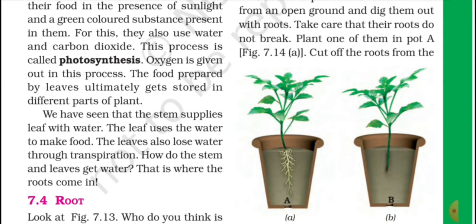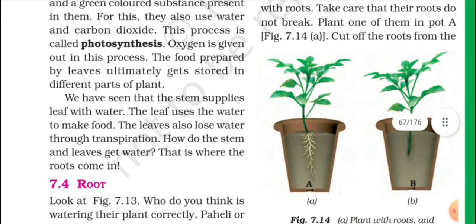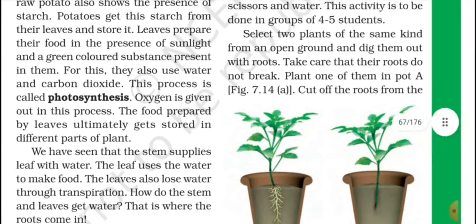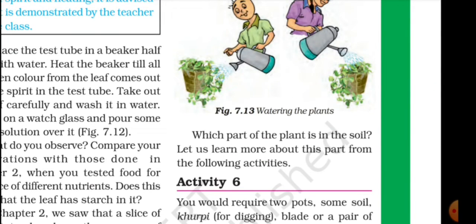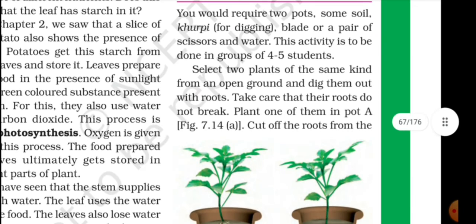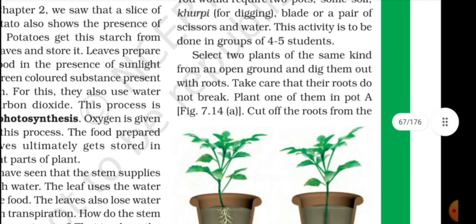Now we have seen that stem supplies leaf with water. This leaf uses water to make food and leaves also lose water through transpiration. तो हमने देख लिया कि कैसे क्या होता है. अब हम सबसे इम्पॉर्टेंट बात में आते हैं रूट्स की. रूट्स क्या, कैसे पता चलेगा रूट क्या है. तो आप प्लांट को पानी दे रहे हो, पानी तो प्लांट अब्जॉर्ब कैसे कर रहा है रूट्स से. तो ये हमने पहले ही पढ़ लिया कि यस.